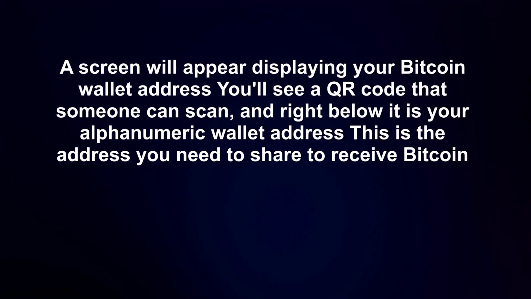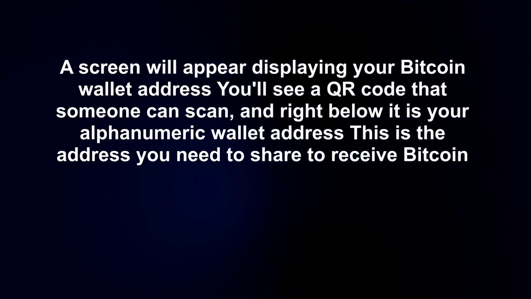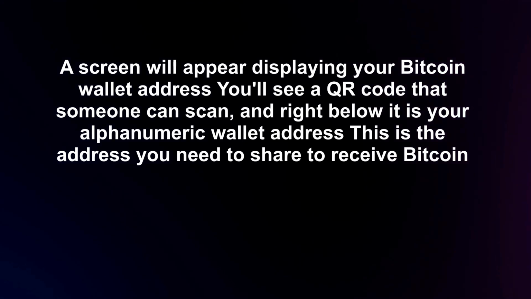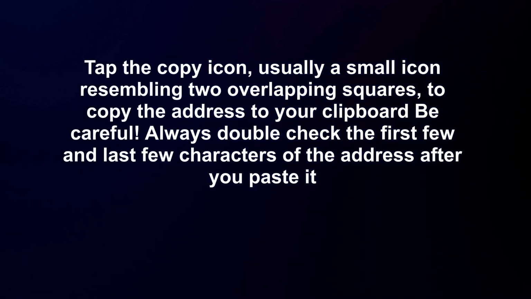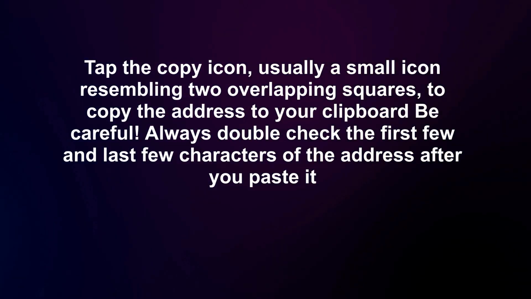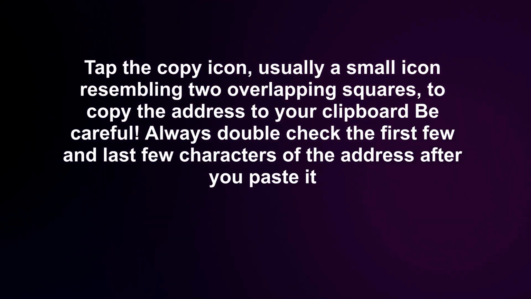You'll see a QR code that someone can scan, and right below it is your alphanumeric wallet address. This is the address you need to share to receive Bitcoin. Tap the copy icon, usually a small icon resembling two overlapping squares, to copy the address to your clipboard.